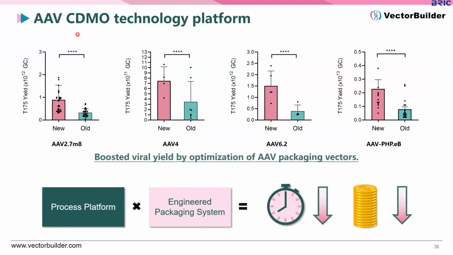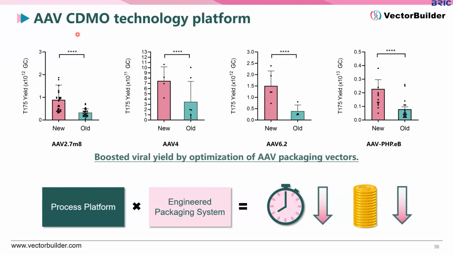But of course, I'm going to say this is not all, because we have extensive experience dealing with AAV vector from research grade to GMP grade. We never stop optimizing our AAV packaging system. We have engineered a lot of different versions of our AAV packaging vectors. We have successfully boosted the virus yield on a lot of the low-yield vectors such as 2.7M8 and AAV6.2.